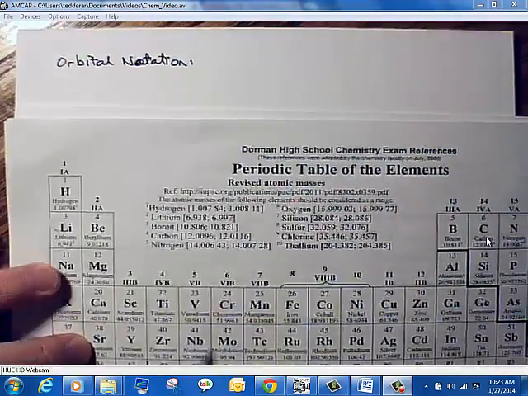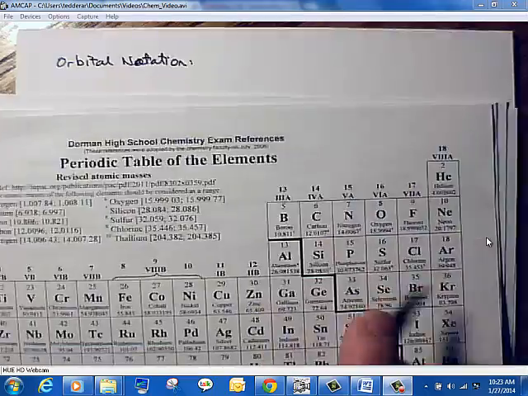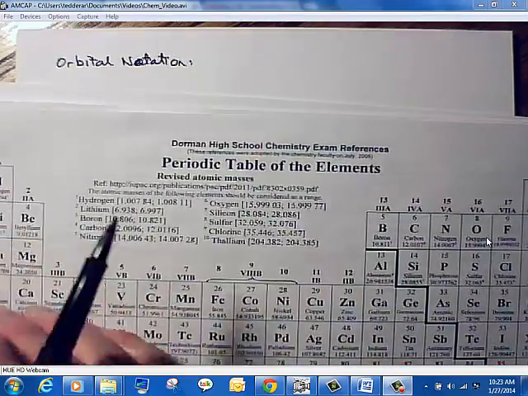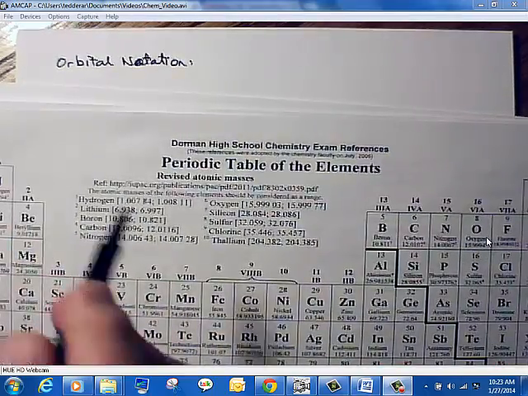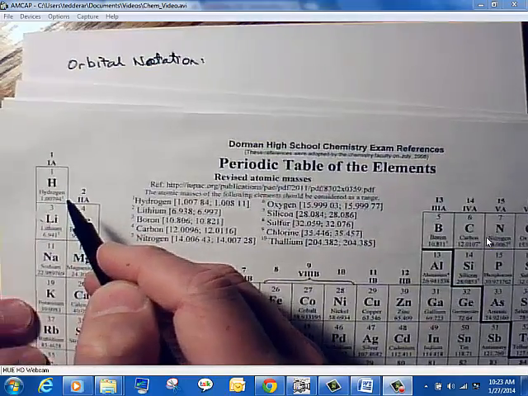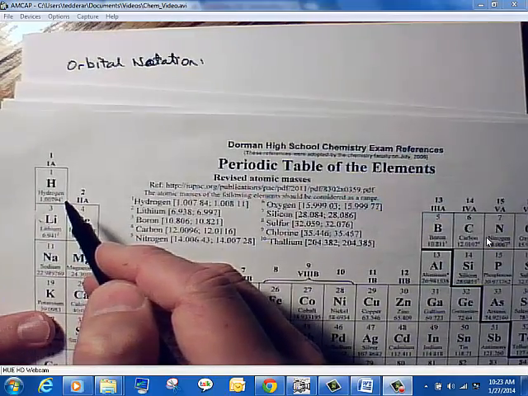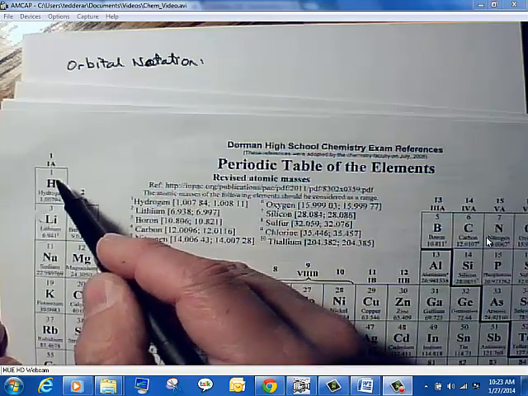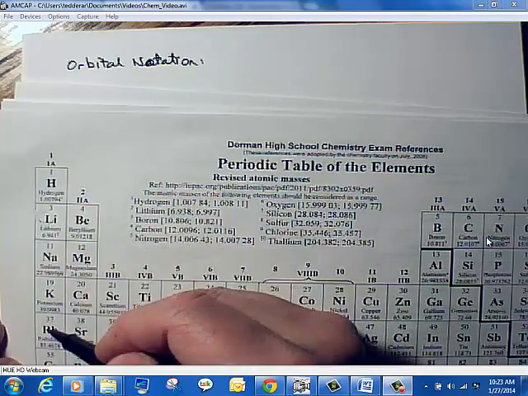So we're doing orbital notation. All right. And we're looking at the periodic table. Hydrogen and helium are both in the first primary energy level. And helium actually belongs here when we're talking about orbital notation and electron configurations because it's in the S sublevel region over here, these first two columns.